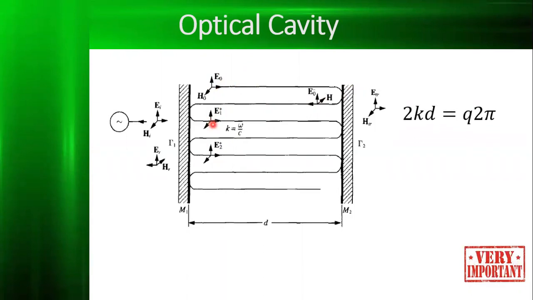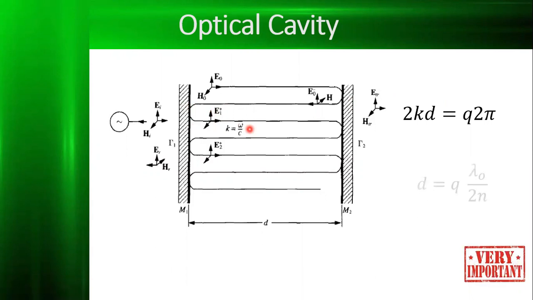We start by considering this very important condition, which is the condition for maximizing the electromagnetic field inside the cavity. We did so by saying that 2kd, where k is the propagation constant, equals 2 pi over lambda, and d is the distance between the two mirrors, equals q times 2 pi. q is an integer that theoretically can start from 0. However, when q is equal to 0, that means that d equals 0, which has no physical meaning.